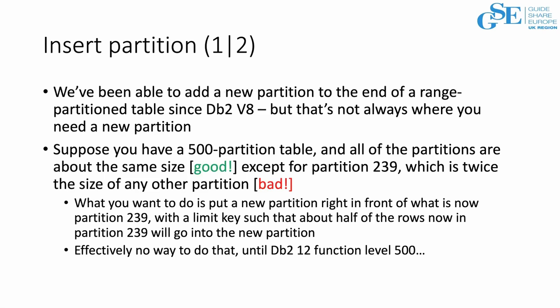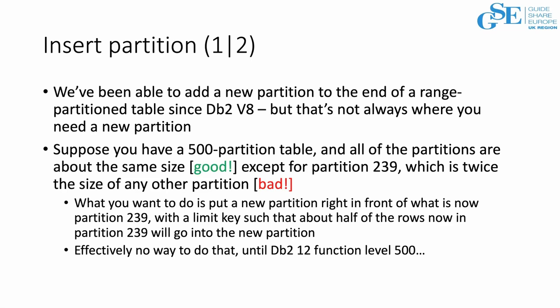Another nice feature added in version 12 was the insert partition. With this new feature, you have the ability to insert a partition into the middle of a range of a partitioned table space. Starting with DB2 version 8, there was always a way to add a partition, but it was always at the end. But what if that is not the best place to put it?